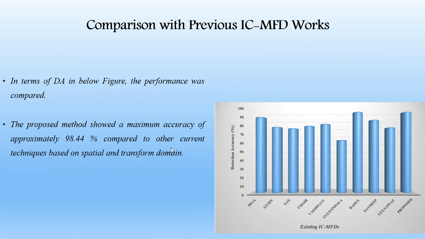In terms of detection accuracy, below the figure you can see the performance was compared from DIA until our proposed method. The proposed method shows the maximum accuracy compared to other current techniques based on the spatial domain. So this one is ours, and it is near the transform domain methods, but ours is better because it is purely spatial domain.